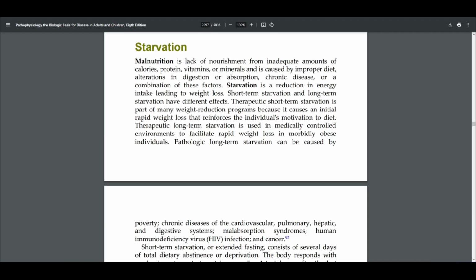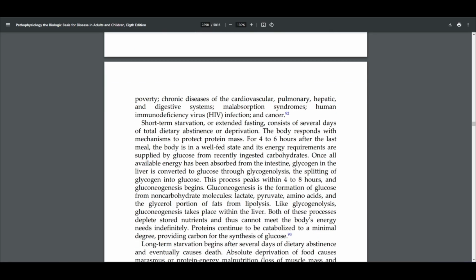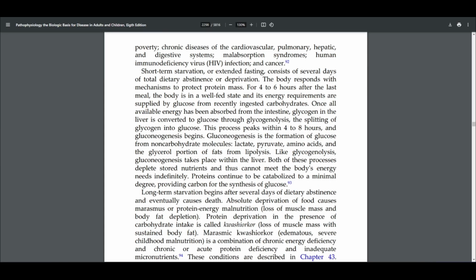Therapeutic short-term starvation is part of many weight reduction programs because it causes an initial rapid weight loss that reinforces the individual's motivation to diet. Therapeutic long-term starvation is used in medically controlled environments to facilitate rapid weight loss in morbidly obese individuals. Pathologic long-term starvation can be caused by poverty, or chronic disease of the cardiovascular, pulmonary, hepatic, and digestive systems.